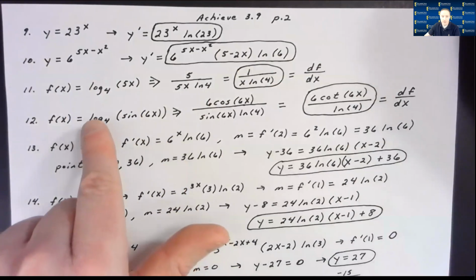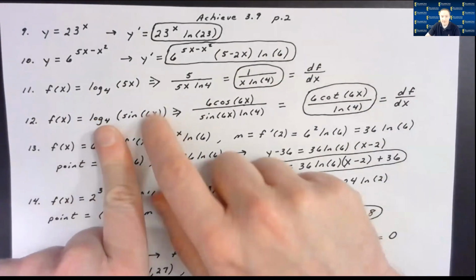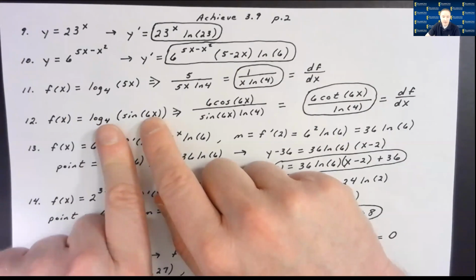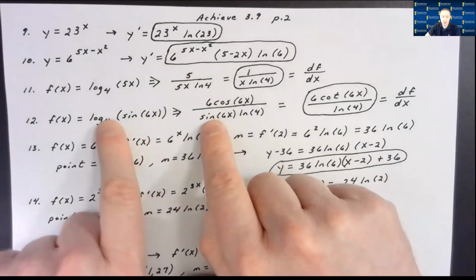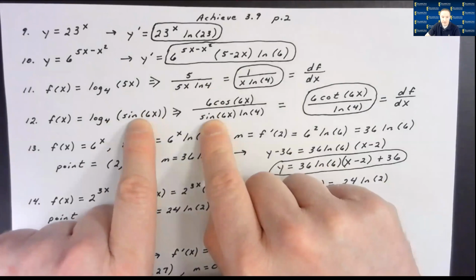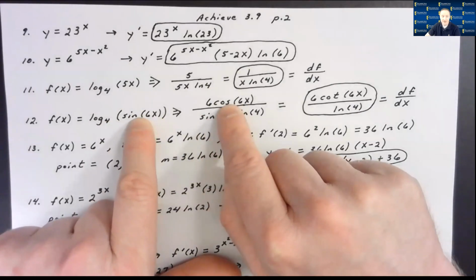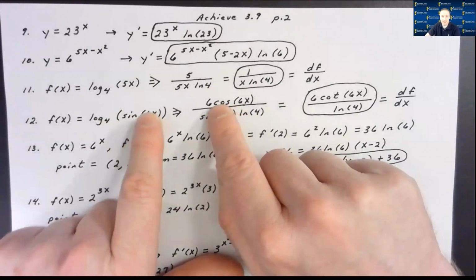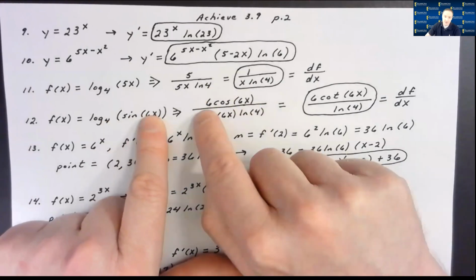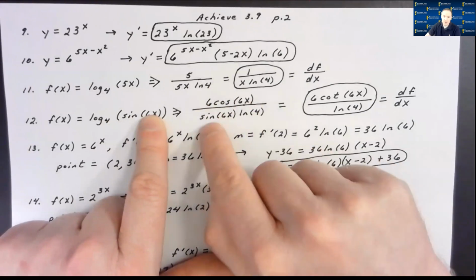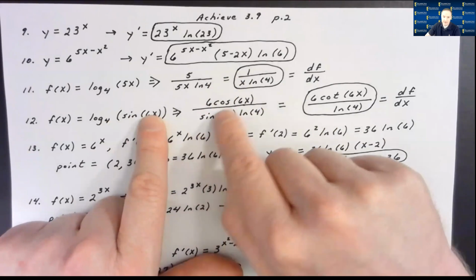Now, for number 12, if I have the log base 4 of the sine of 6x, again, no problem. The derivative of every single logarithmic function in existence is 1 over what's inside the logarithm times the derivative of what's inside. Well, the derivative of sine is going to be the cosine of that angle times the derivative of the angle. That's where the 6 came from, chain rule up here. So now I can say, all right, that's the derivative.